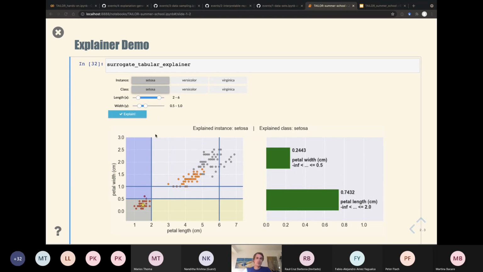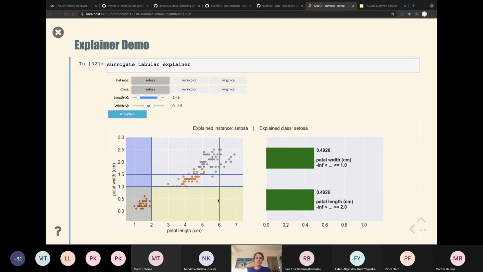And the answer is no. What about if I, for example, move the split on the y-axis from 1 to 1.5? Do you think that the explanation would change? Again, no. So what if I move the one from 0.5 a bit higher? And the explanation changes. And the reason is that mostly what matters is the prediction of the points and their quantity in each region.